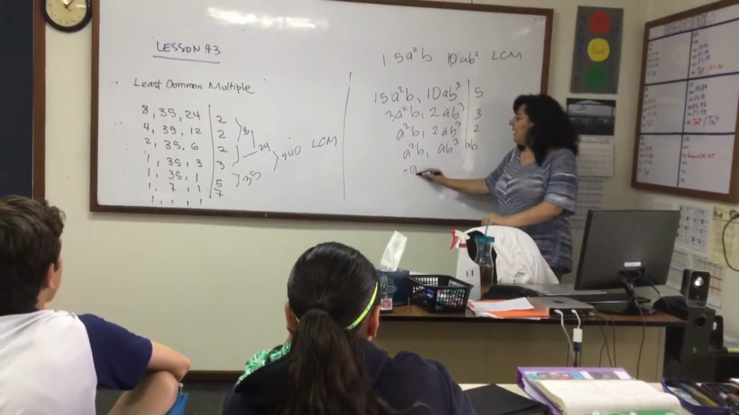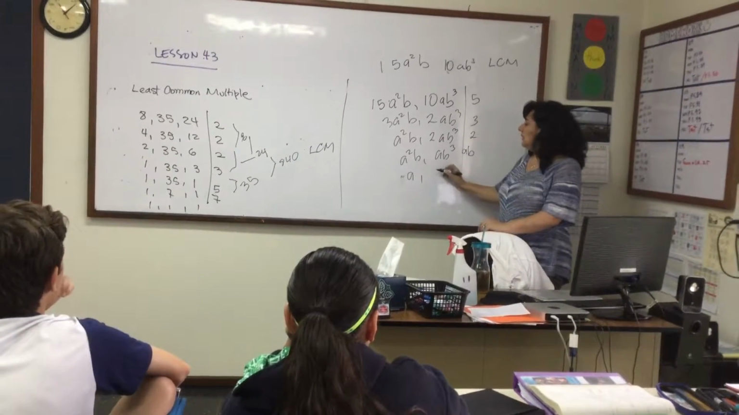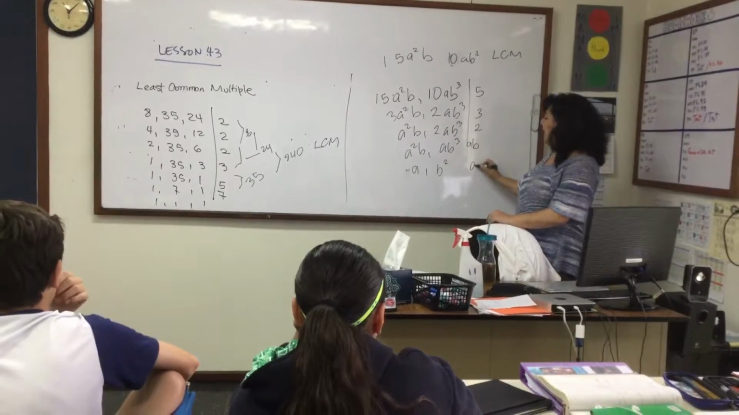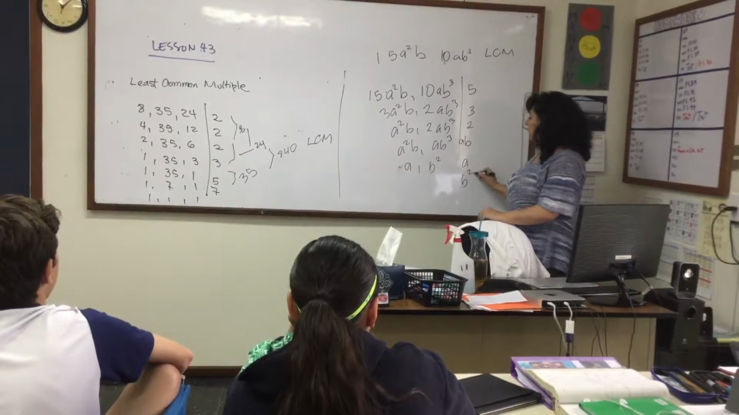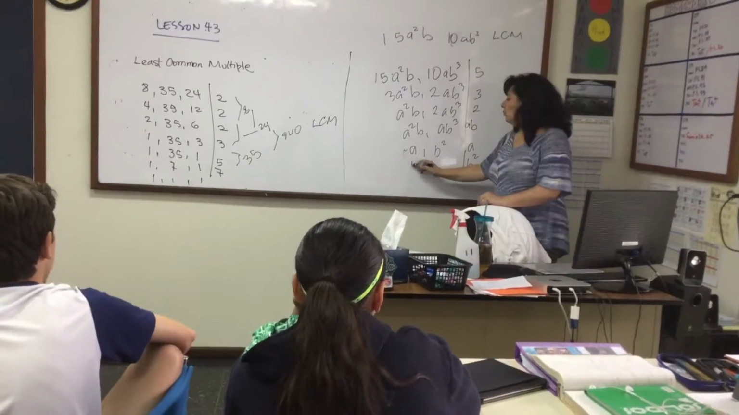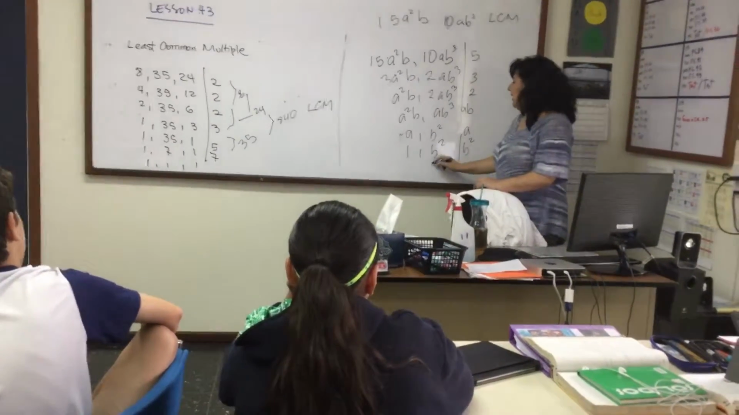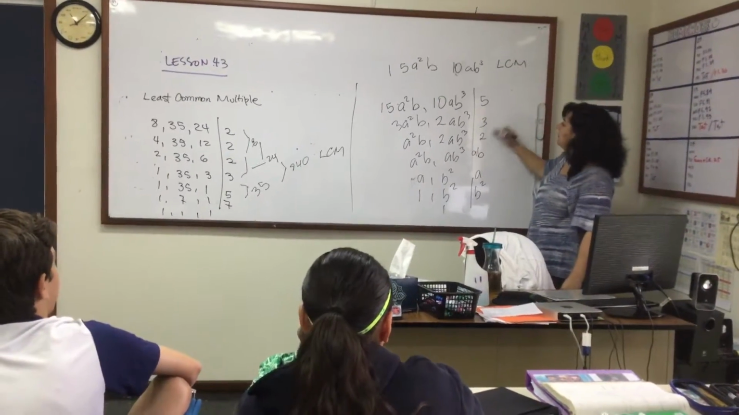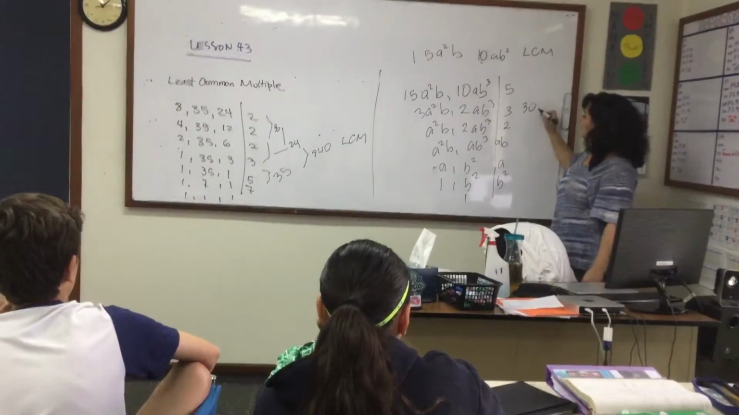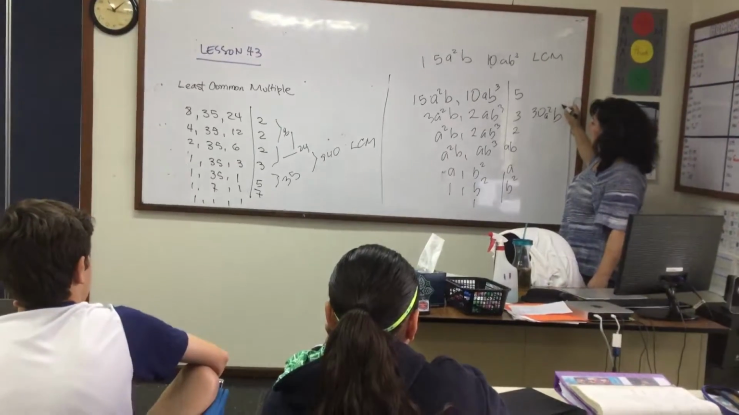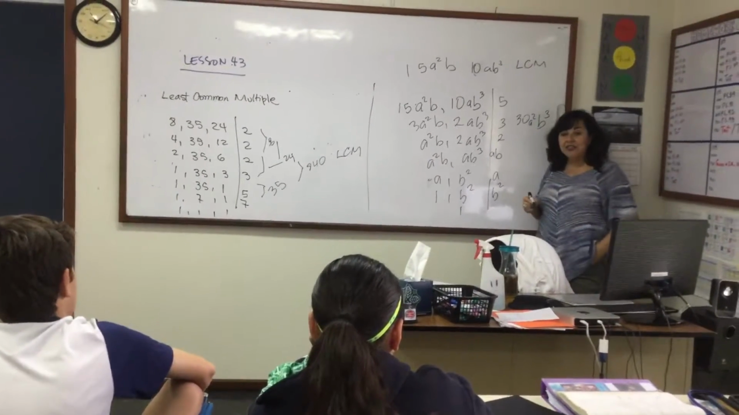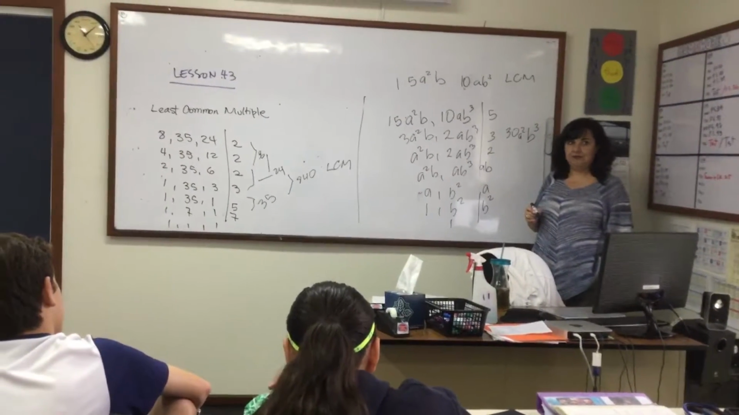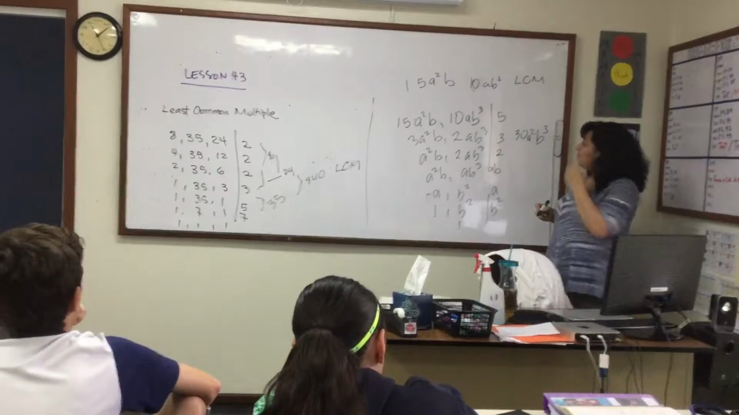So we've got a, and b. Then b squared, and b squared. And now we've got a, b, and b squared, because this would be 1, and this would be b squared, and now a 1. Now we multiply all of these together, and we've got 30a squared b cubed. And that is your least common multiple. So you've got to do all that. No, there's an easier way.